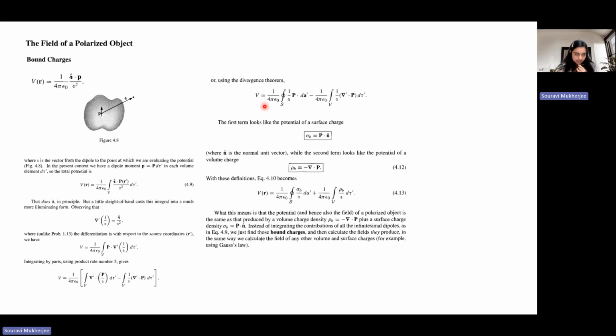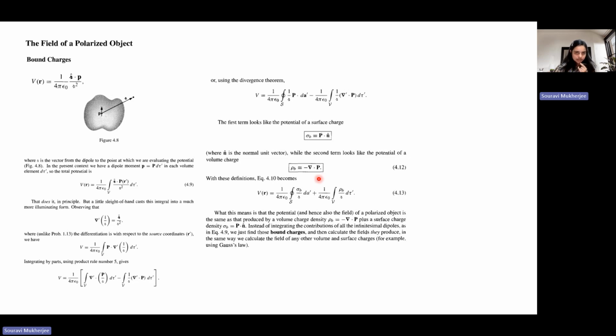As you can see here, this is a typical expression of a potential for a surface charge, where the surface charge is given as P dot n cap. And there is a contribution of a volume charge, where the volume charge is given as minus divergence of P. So if you have a polarized object with a net polarization capital P, then the potential due to this polarized object can be written as a sum of the potential due to a surface charge, given as P dot n cap, and a volume charge, given as minus divergence of P.